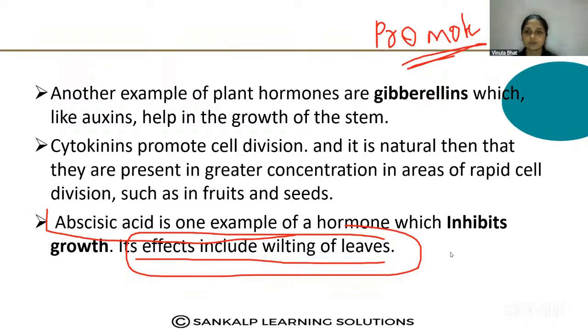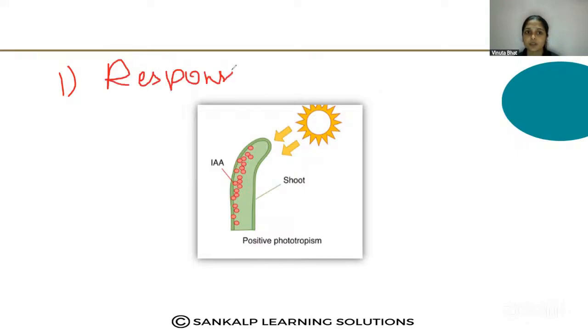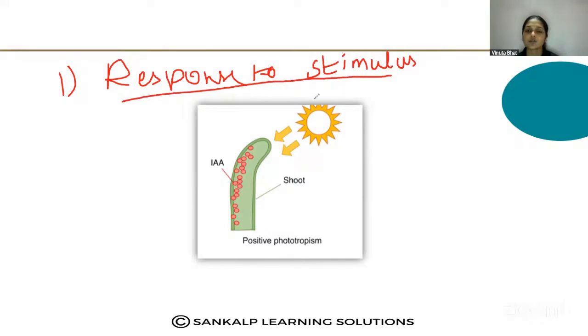So this is about the hormones in plants, which help in control and coordination. Then how does the control and coordination take place in plants? In the first case, there is a response to the stimulus. That occurs due to chemical coordination, meaning chemicals are released, which help the plant cells release the water from the cell.